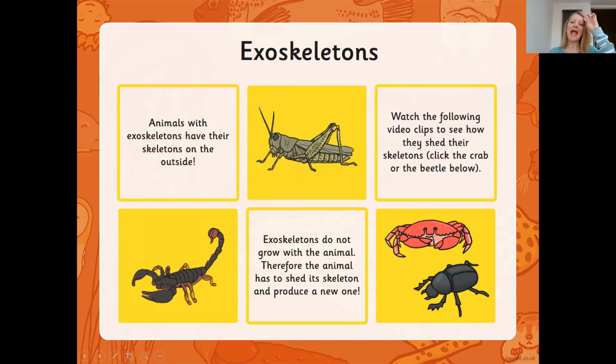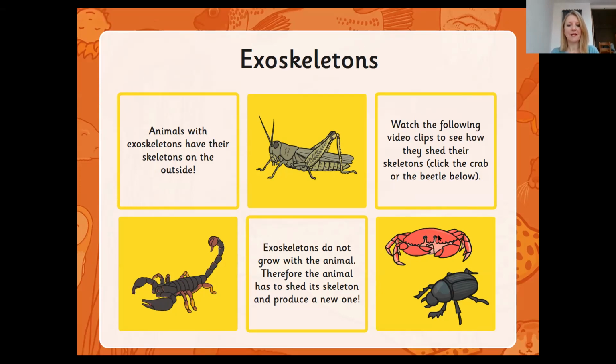Okay, here are some animals with exoskeletons. This means the skeleton is on the outside of their body. There's a little clip here. I'm hoping it's going to work. And exoskeletons, something to remember about them, they do not grow with the animal. So when the animal gets bigger, when the animal grows, they have to get rid of their old skeleton and make a new one to fit their body. Now, hopefully there's a little clip of what happens to a crab. Here it comes.